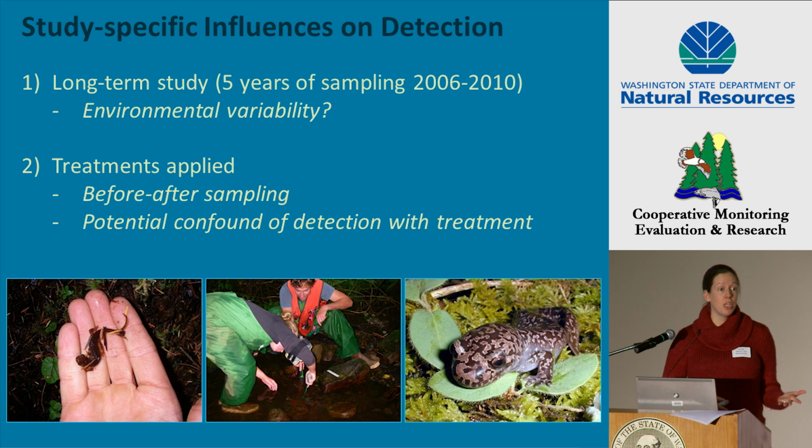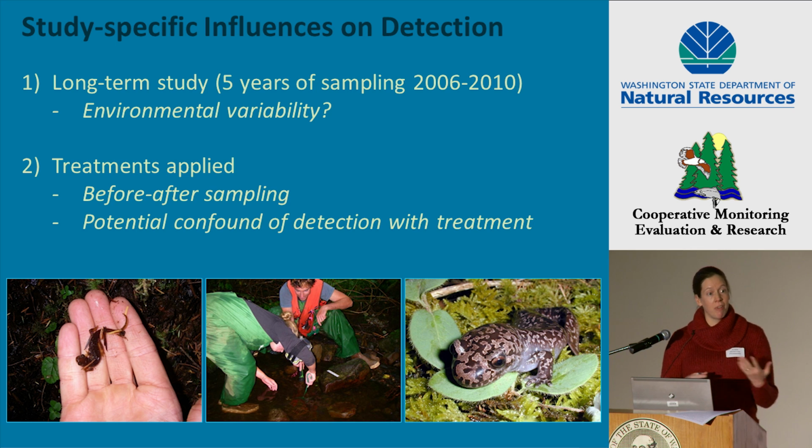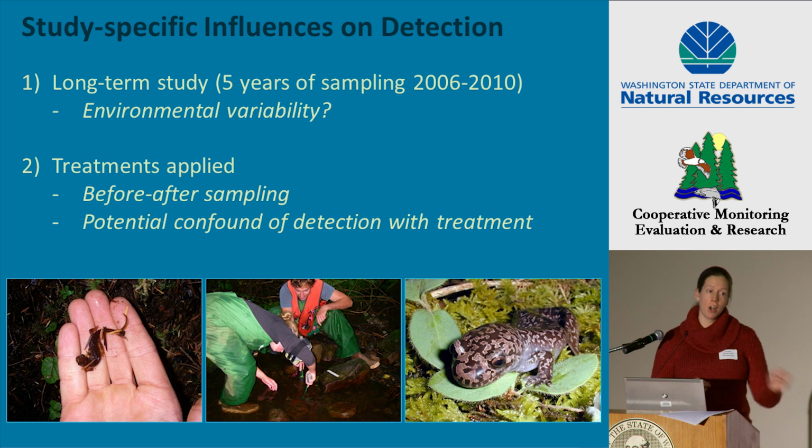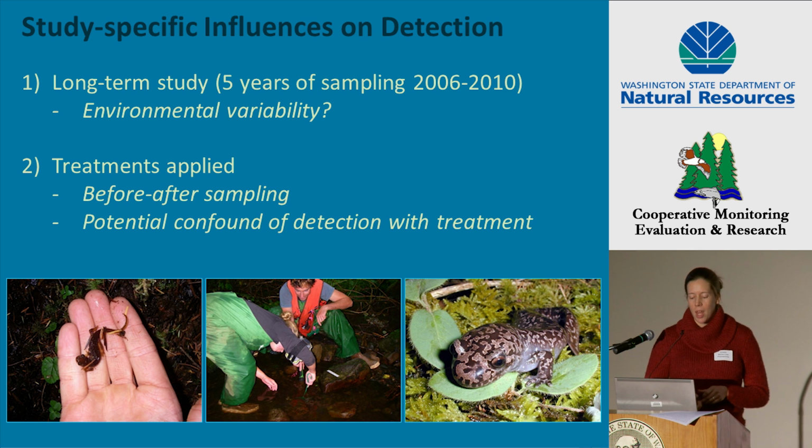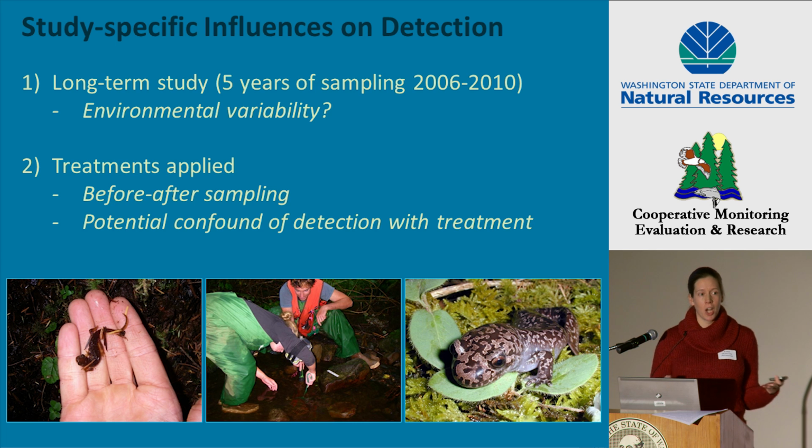Specific influences on detection that we were concerned about included environmental variability. So this is a long-term study. We know that these stream-associated amphibians are susceptible to changes in the environment, like variable rain conditions or temperature conditions. And so we wanted to ensure that some sort of environmental change was not influencing our ability to detect individuals. And then also we were applying treatments. So we have this baseline data collection across sites, and then we're applying specific harvest treatments and then sampling those same sites again.